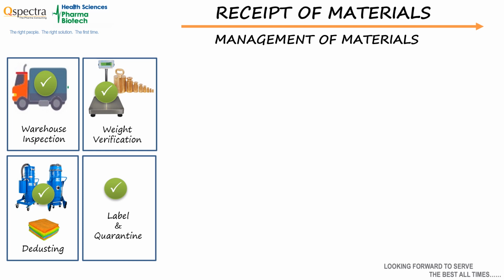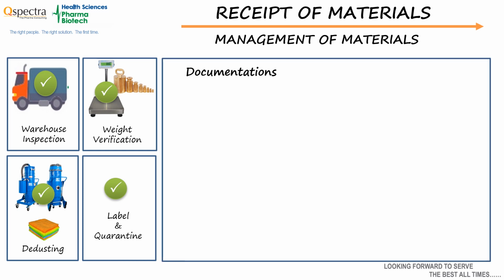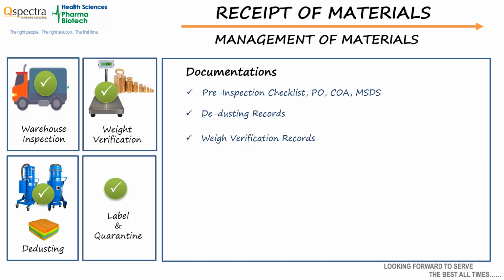The last activity is nothing but documents. Documents should be followed during the receipt of materials: pre-inspection checklists, purchase order, COA, MSDS, delivery challans, etc. Dedusting record has to be completed. Weight verification records have to be updated.